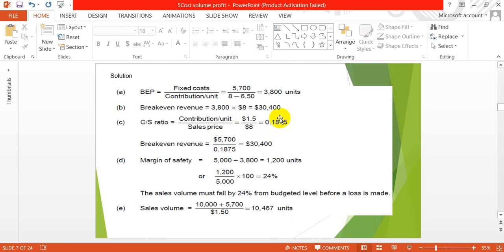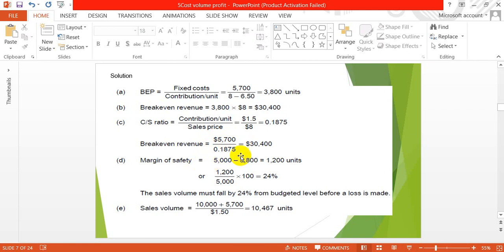We could also use the other formula for break-even and CS ratio to get the break-even revenue, which is the fixed costs 5,700 divided by the CS ratio of 0.1875 to give us the break-even revenue of 30,400.